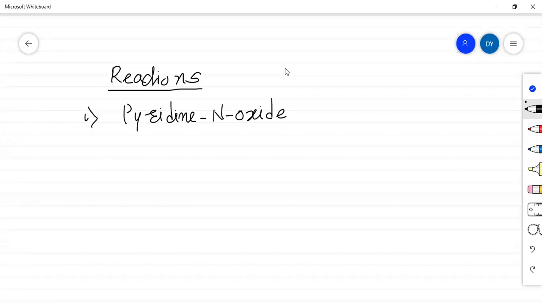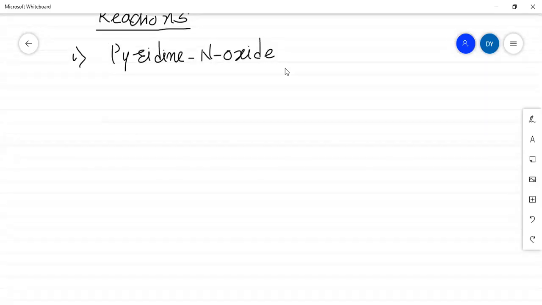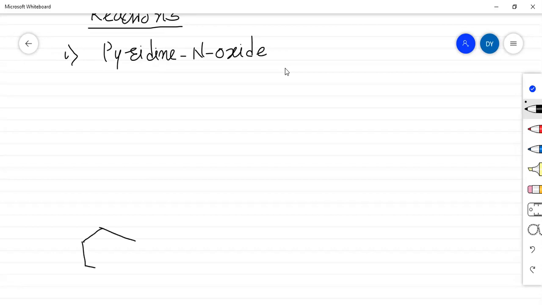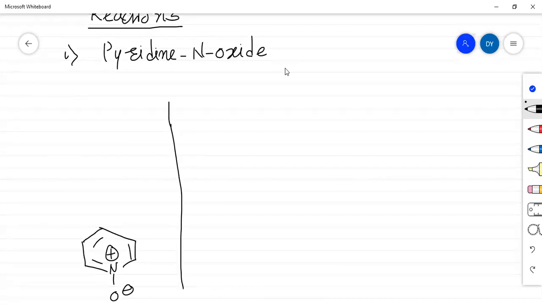Now for this, we are going to study these reactions in a very simple and short manner. So first I draw here pyridine-N-oxide. This is pyridine-N-oxide, and we are going to study reactions like this. So the first reaction is halogenation. Halogenation means reaction in presence of SOCl2 or POCl3. So this is the halogenation reaction.